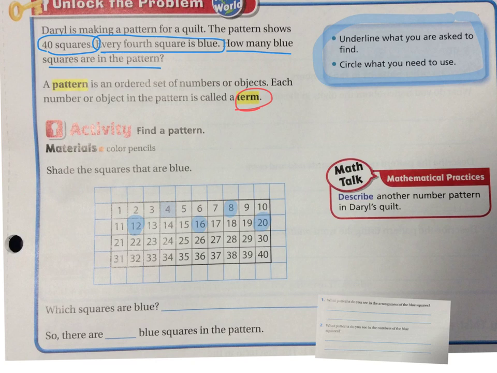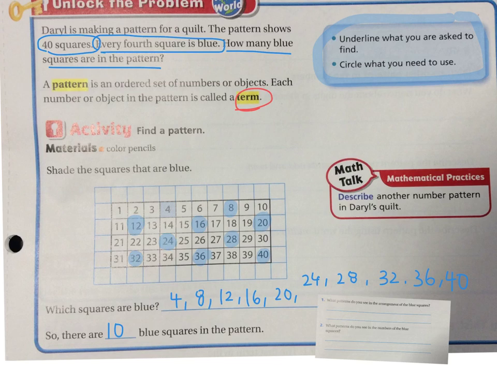4, 8, 12, 16, 20. Garrett. They're all multiples of 4. Yeah, so go ahead and shade in all the multiples of 4. Then fill in the blanks. Which squares are blue? Well, 4, 8, 12, 16, 20, 24, 28, 32, 36, 40. So how many blue squares are there all together? 1, 2, 3, 4, 5, 6, 7, 8, 9, 10.